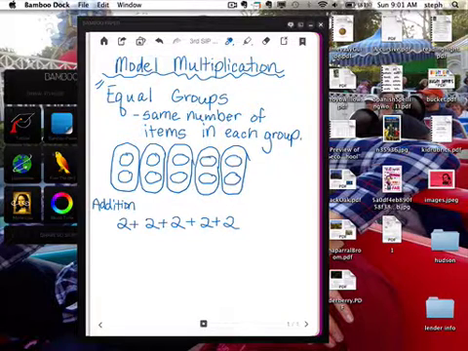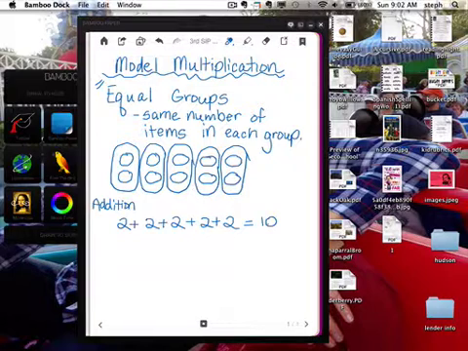It's called repeated addition because you're repeating your groups. You have the same amount in each group. So I have 2 plus 2 plus 2 plus 2 plus 2, and that is going to equal 10 if I add it up. Let's count it together. 1, 2, 3, 4, 5, 6, 7, 8, 9, 10. It gives me 10 apples for the week.